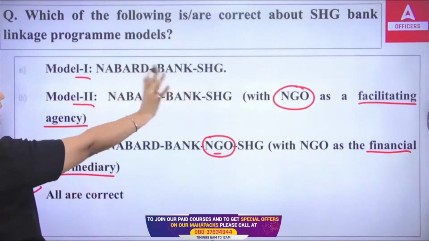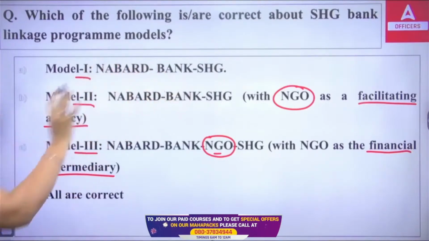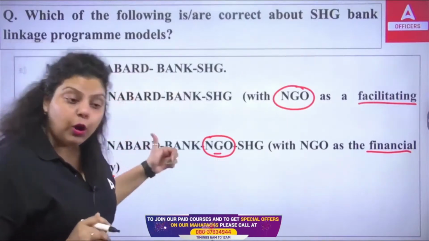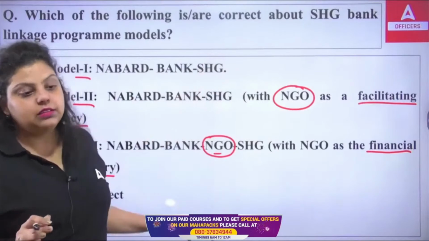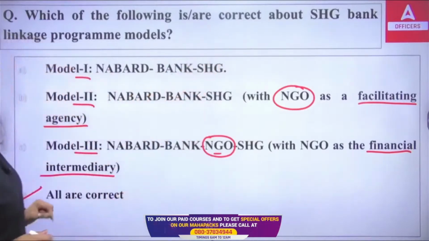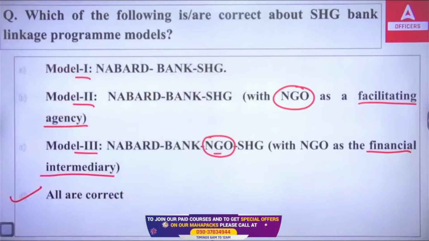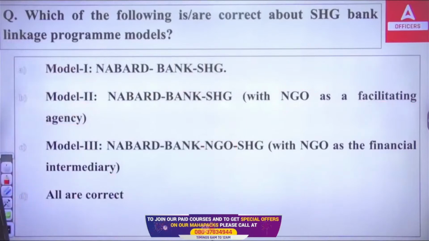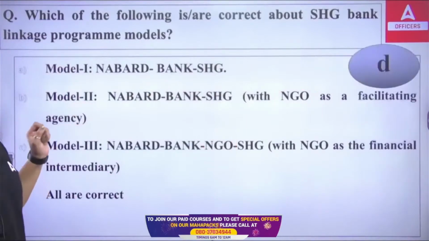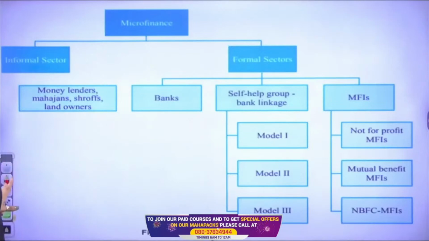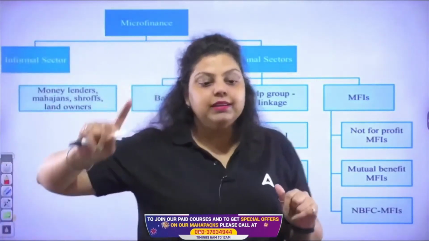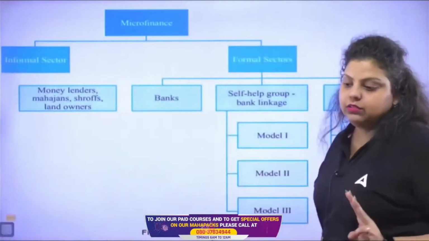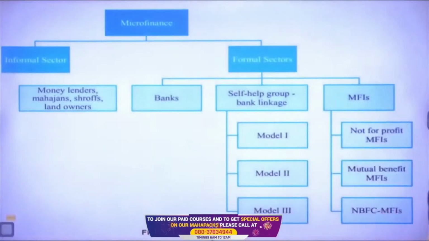Model 1 will not have an NGO, Model 2 will have an NGO but as a facilitating agency, and Model 3 will also have an NGO but as a financial intermediary. Do remember these are the 3 models under the self-help group bank linkage program. The right answer will be option D. Now, as I have told you, microfinance institutions have 3 types and self-help group bank linkage has 3 models. Do remember that, that is very important.